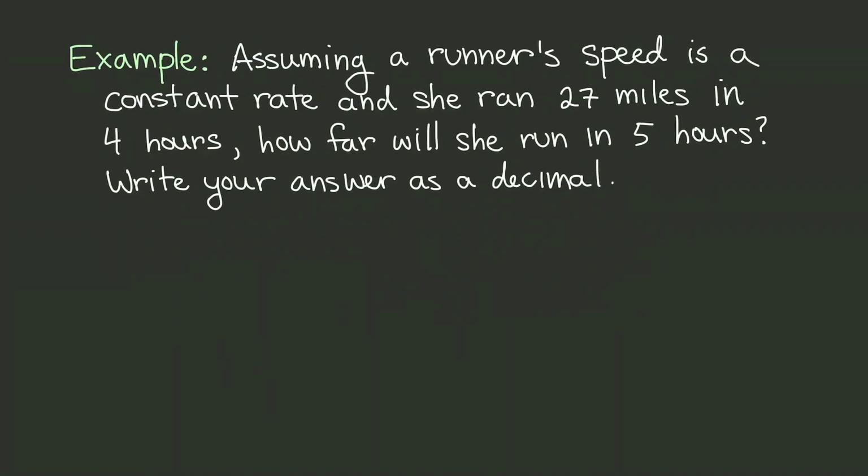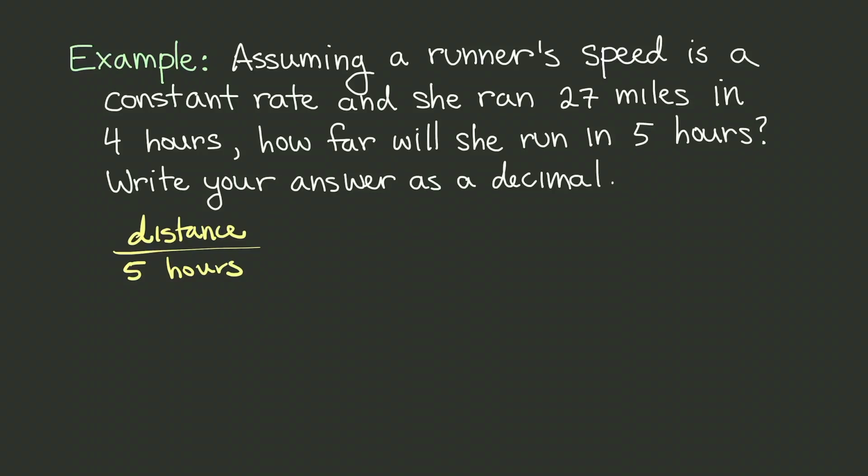In this example, we're supposed to assume that a runner's speed is at a constant rate, and she ran 27 miles in 4 hours. How far will she run in 5 hours? So let's set this up as a proportion. This unknown distance that she's going to run in 5 hours, we'll think of as a ratio.